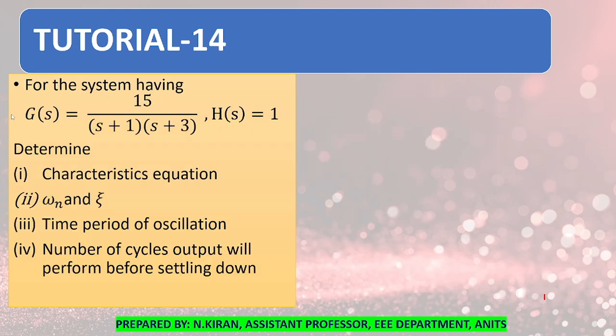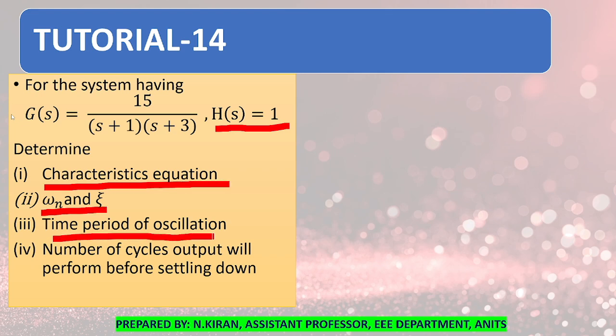In the next tutorial, the system G of s is 15 by (s plus 1) into (s plus 3). H of s value is 1. It has asked us to determine the characteristic equation, omega n and zeta, time period of oscillation, and number of cycles the output will perform before settling time. So this will be, I think, the last tutorial for this video lecture.